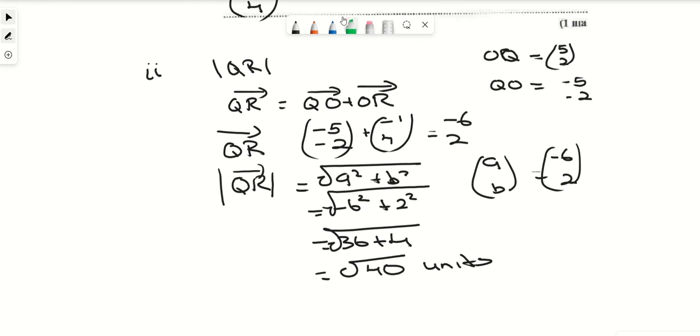And this is the end of, which year was this? This was the end of the May/June 2021 paper.